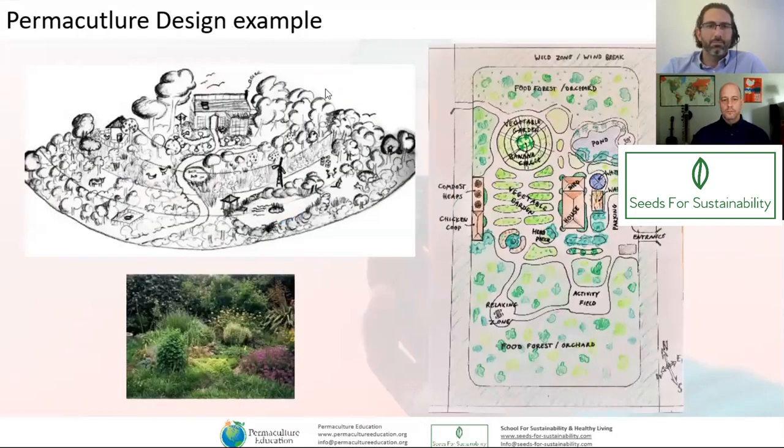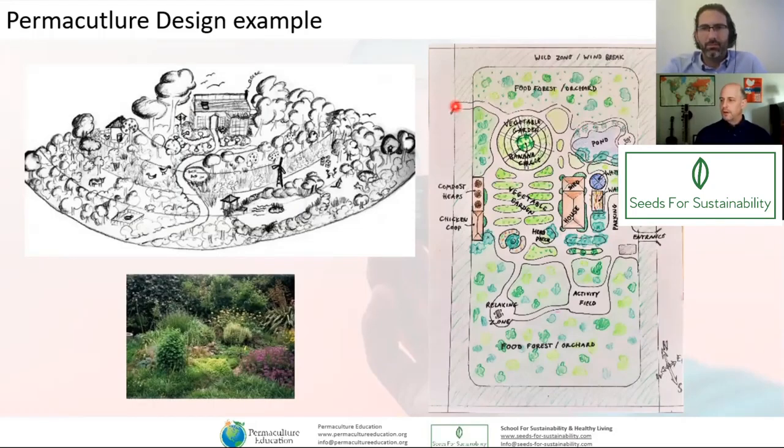So now these are some examples here. The one black and white one is a zone map showing a homestead and how different elements can be added. That's from Bill Mollison's book, The Permaculture Designer's Manual. And on the right, you see an actual permaculture design that a student created for their homestead.